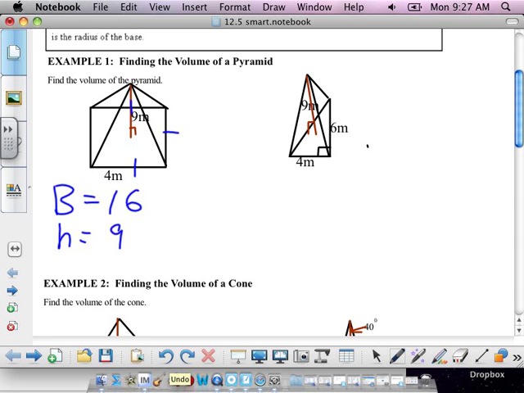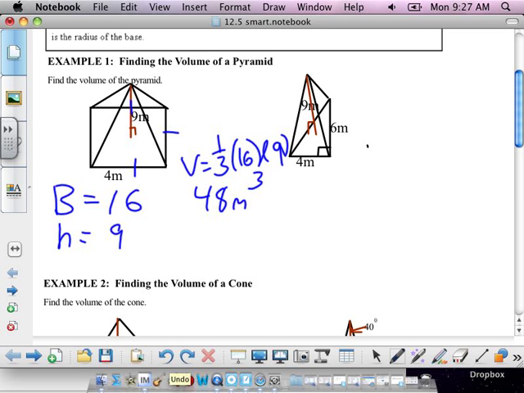And so then we simply put it in the formula. Volume equals 1/3 times 16 times 9. I like to do sometimes 16 times 9 and then divide the whole thing by 3. You could do 16 divided by 3 times 9. You could put in parentheses 1/3. Since it's all being multiplied, it doesn't matter which order you multiply it in. It is 48 meters cubed.